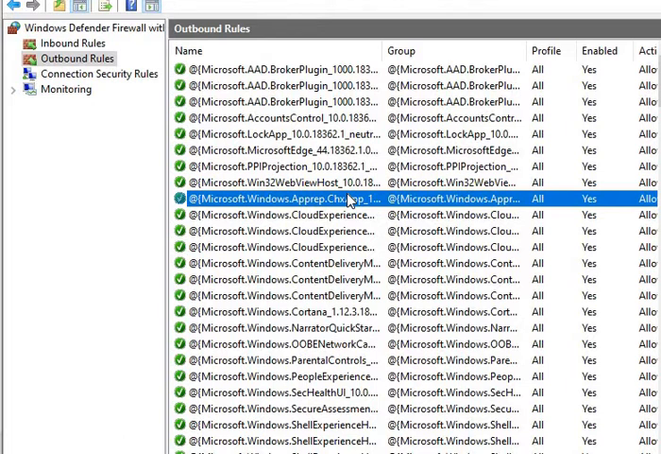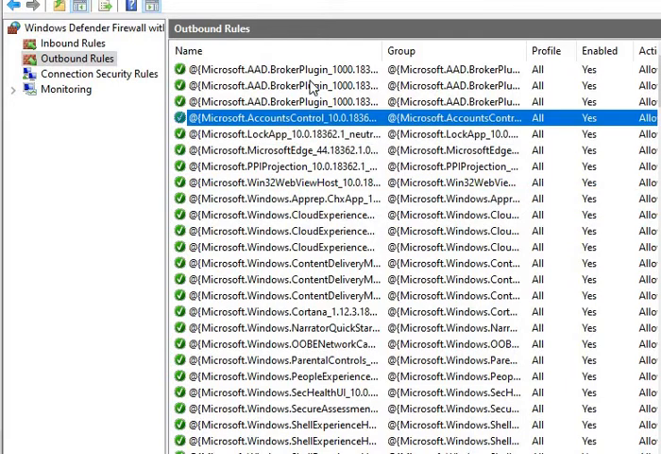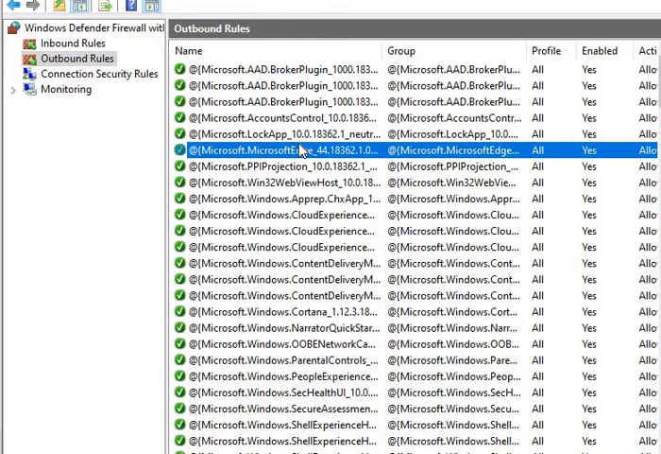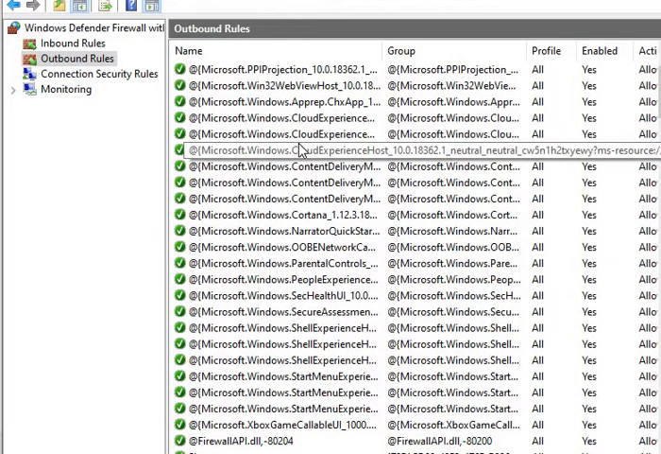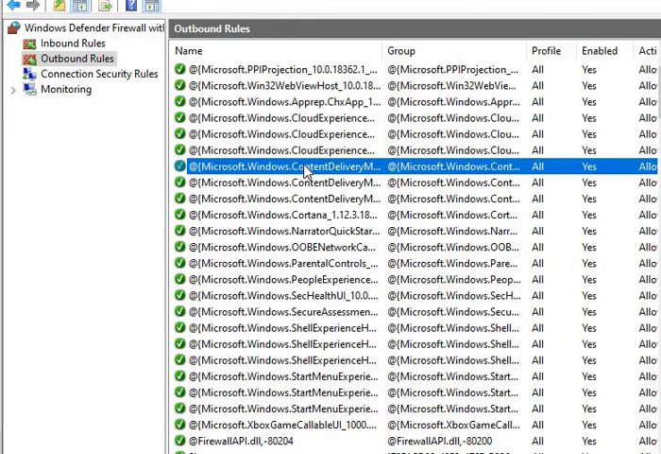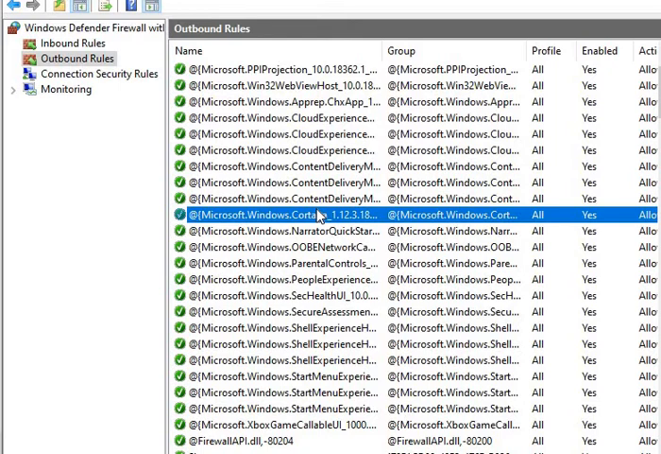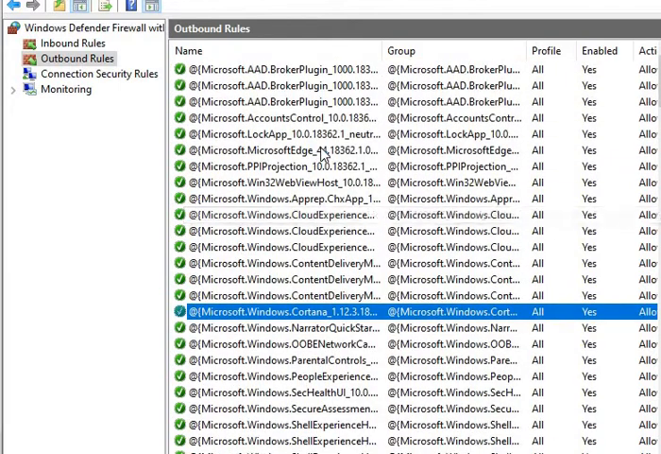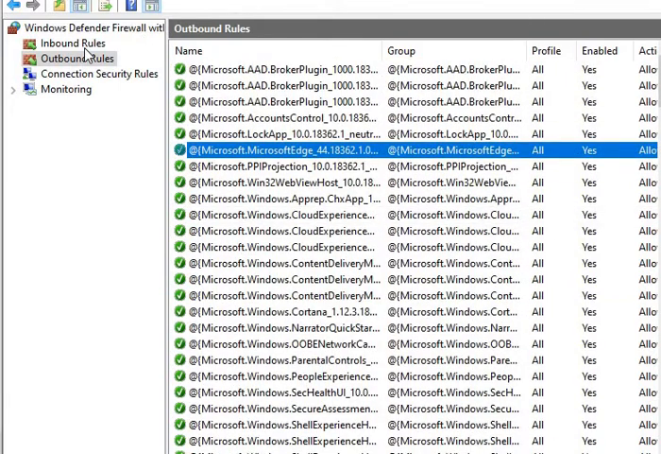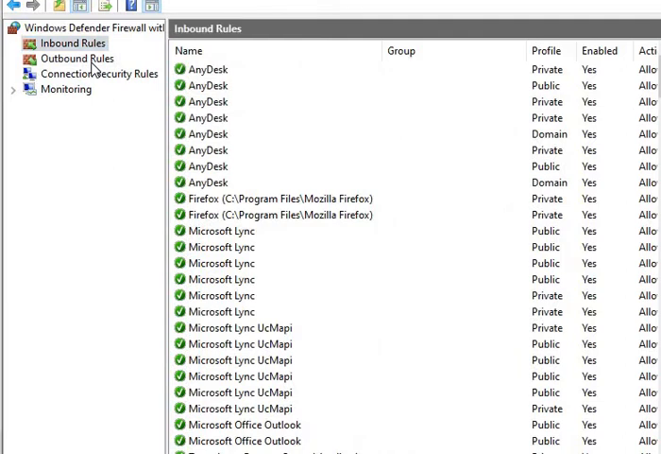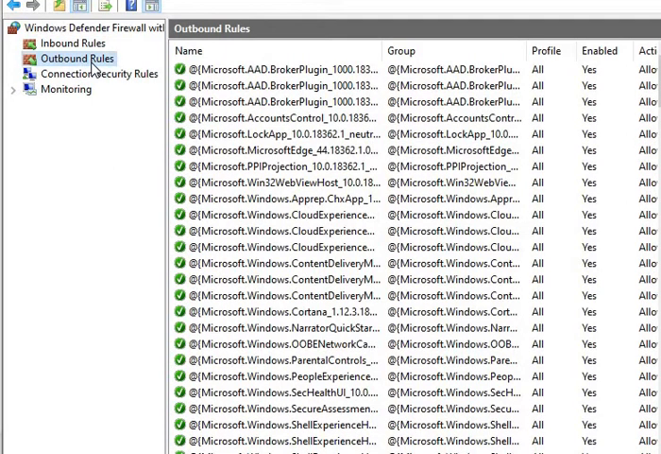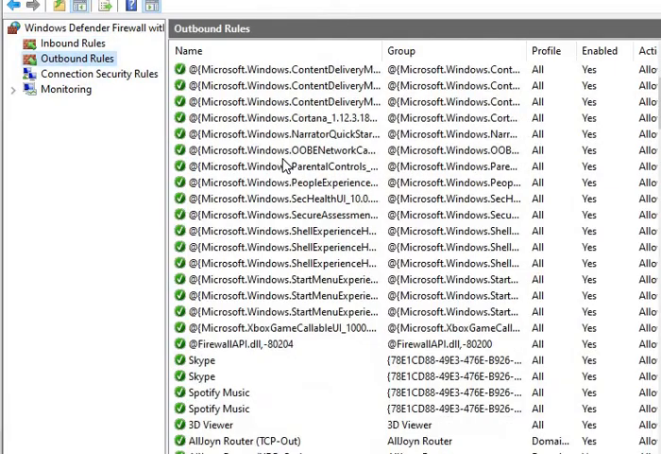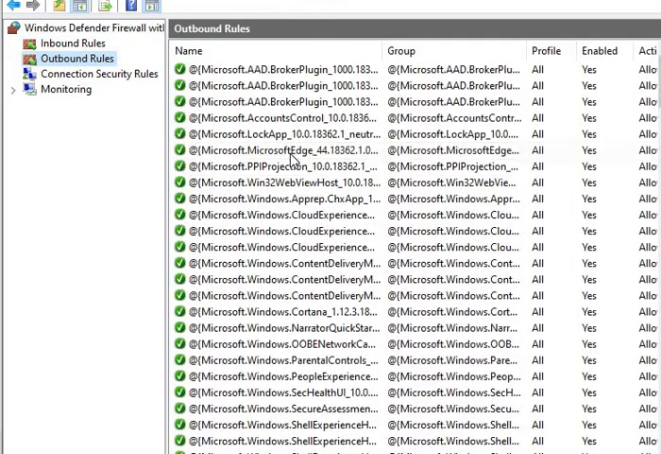So always have your firewall enabled on your system. Make sure that your system has the firewall enabled. That is making your system more secure and less prone to vulnerabilities, right? I hope you are getting this. You can add the outbound rules as well, right? This is the inbound rules and this is the outbound rules. Okay, so everything is fine.